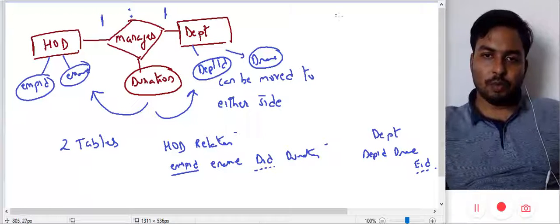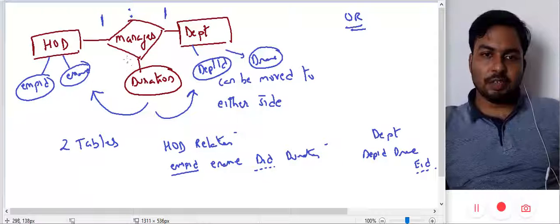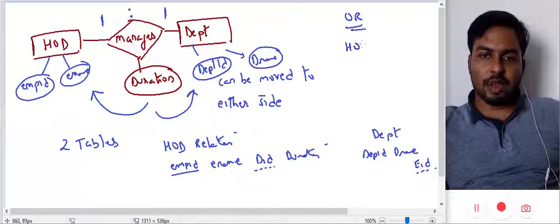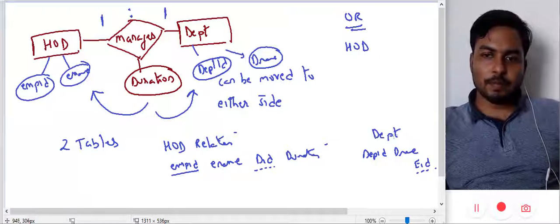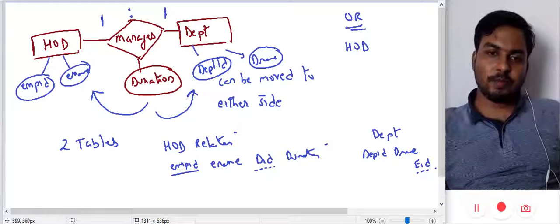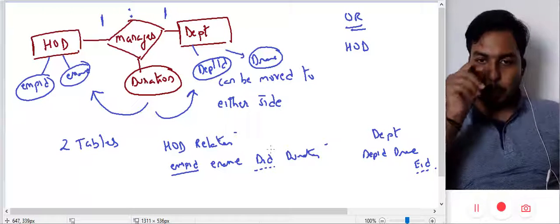Or the other scenario, what we said. We said that this duration can be moved to either side. Your employee ID will also come as a foreign key. But in this table also we have a foreign key. Which one? In the HOD relation, department ID is a foreign key. Okay.